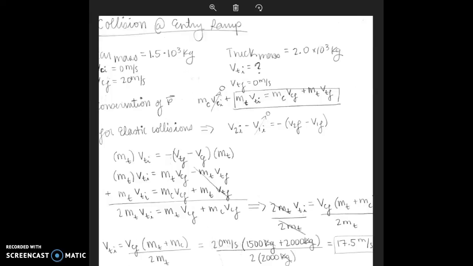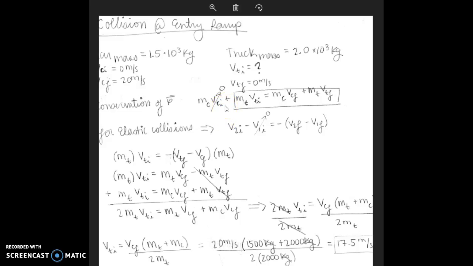This physics question talks about a collision at an entry ramp. A car stops on an entry ramp waiting to merge onto a highway, and a truck comes up behind it and hits it, making that car go at 20 meters per second into the highway. The question asks us what the initial velocity is for the truck in order for that car to move into traffic at that velocity.